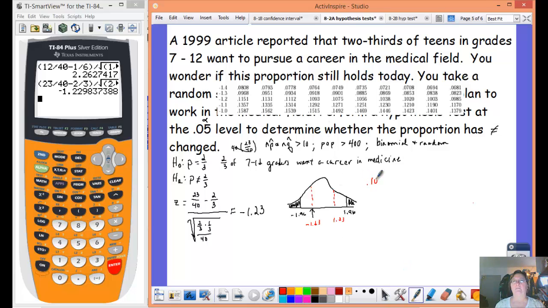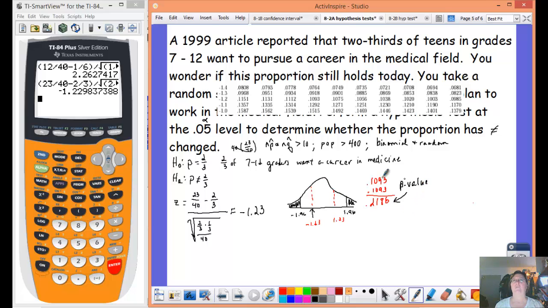Well, knowing that the normal curve is symmetric, the same probability occurs at the top end. That is, to be higher than 1.23, that's a second 0.1093. Let's add those together and we'll get a total value for our p-value here: 0.2186. Now, if you think about that, this is our p-value. It is the probability that another statistic would be more extreme than ours.